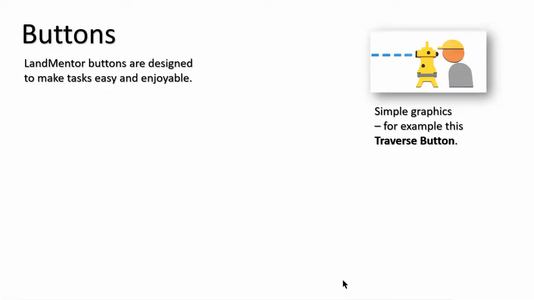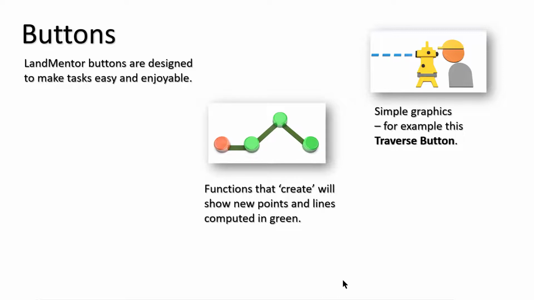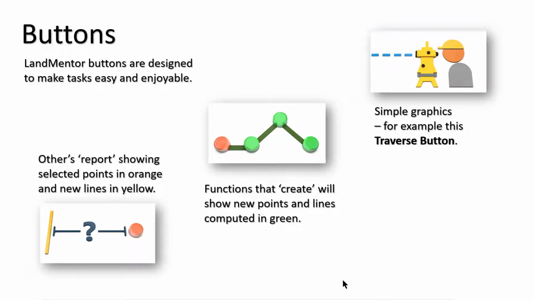The graphic symbols are meant so it's easy for you to understand what it does. For example, this guy's traverse. Functions that will create new points are showing the points in green. Yellow is information, and you'll get used to it very, very fast.